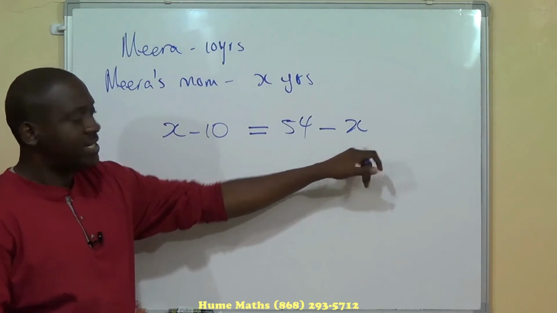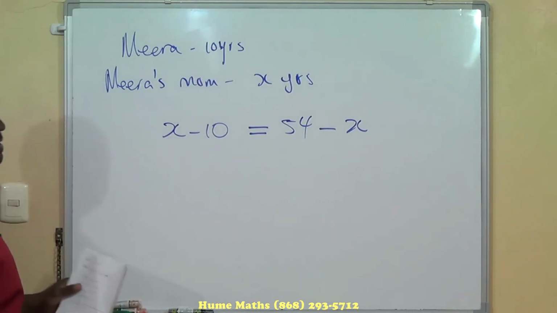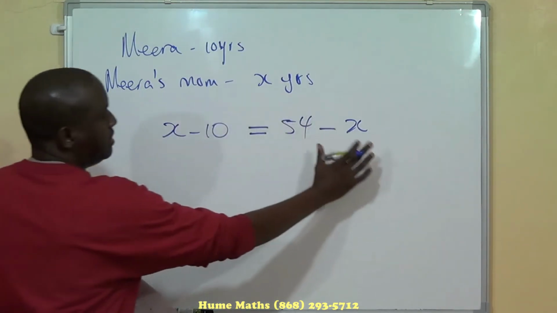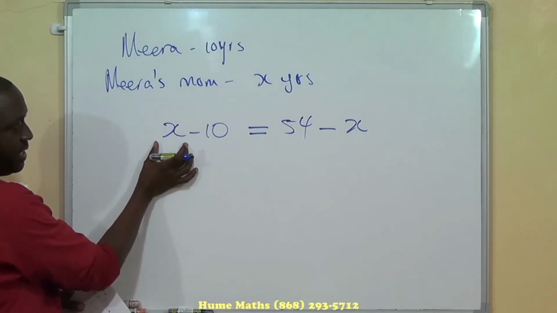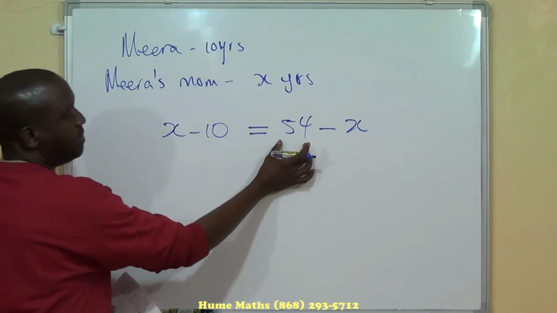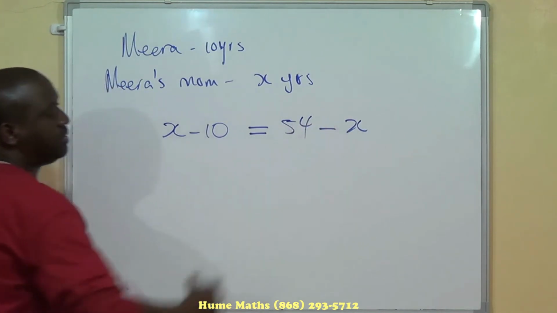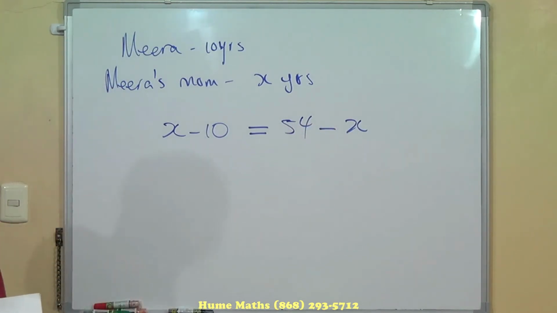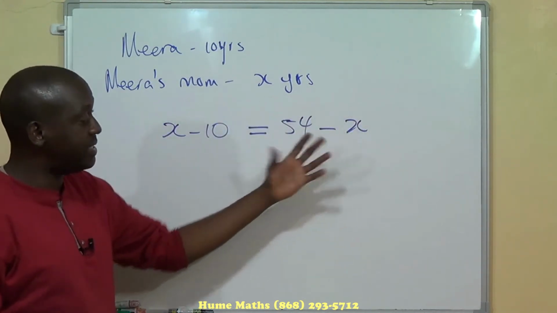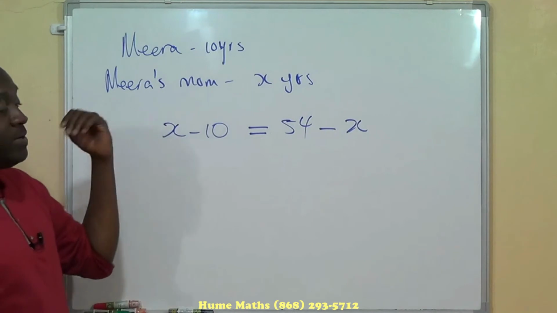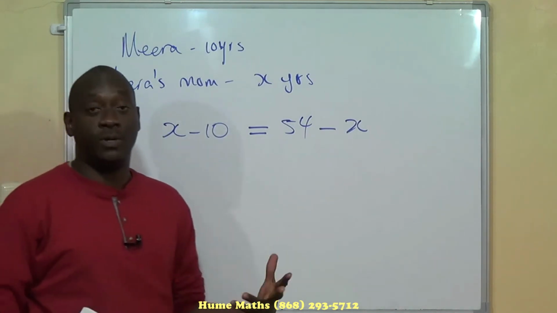I try to make it straightforward in the sense that on each side of the equal sign, I put Meera's mom on the left side, Meera on the right, Meera's mom on the left side, Meera on the right. So in other words, we always have a positive answer on both sides. We started with that because Meera's mom will always be older than Meera.